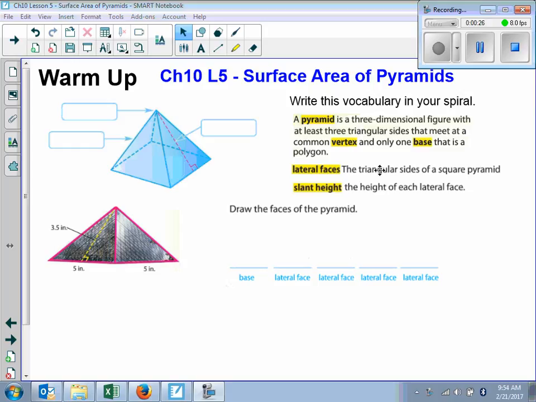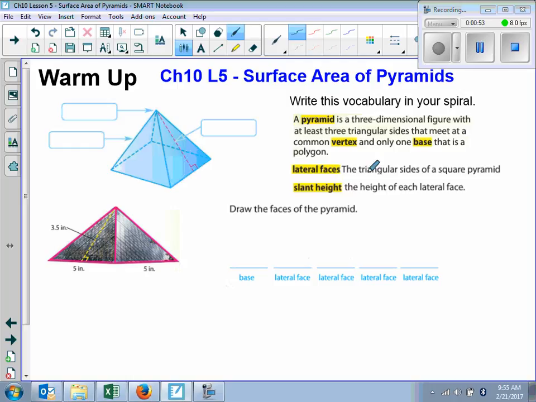Okay? So remember, a vertex is the point where all of these triangles meet, right? The base is that bottom face down there, okay? And it is a polygon. It could be a square, could be a rectangle, could be a triangle, okay? So that is what a pyramid is, okay?